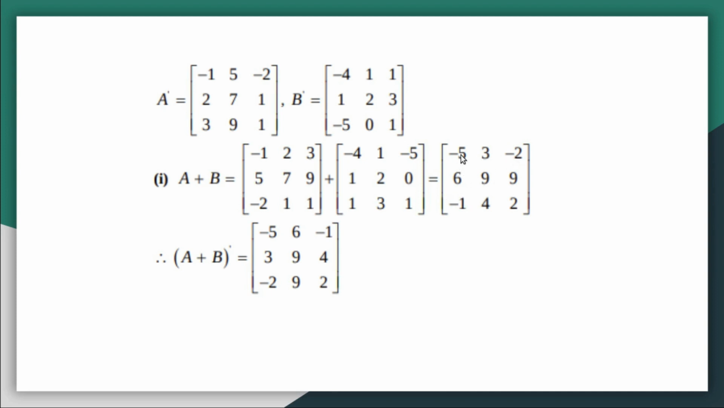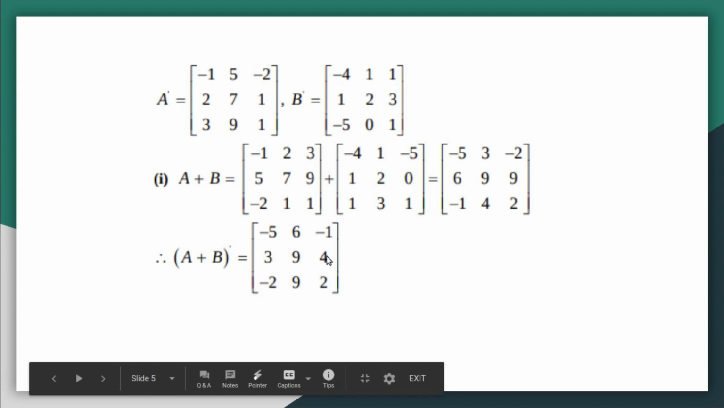So write the first row as the first column. The first column of the transpose is minus 5, 3, minus 2. The second column is 6, 9, 9. The third column is minus 1, 4, 2.